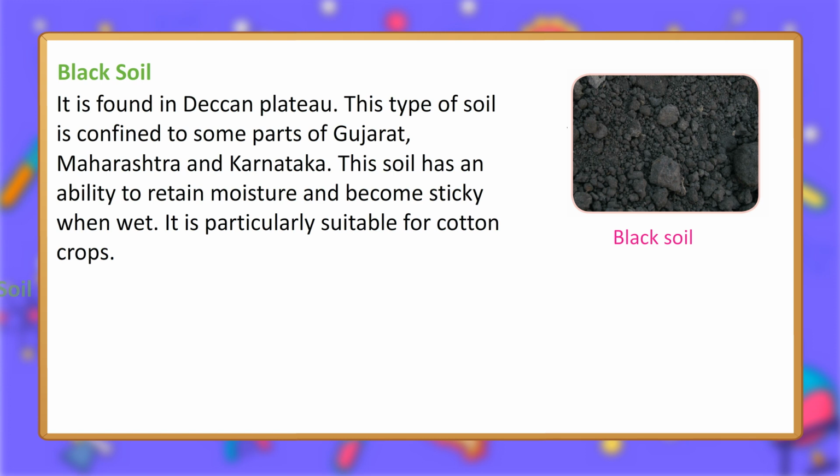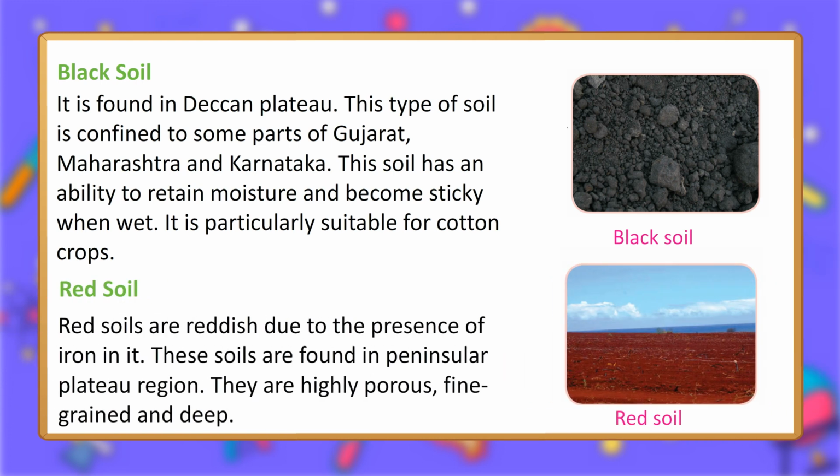Black soil. Red soil. Red soils are reddish due to the presence of iron in them. These soils are found in the Peninsular Plateau region. They are highly porous, fine-grained and deep.